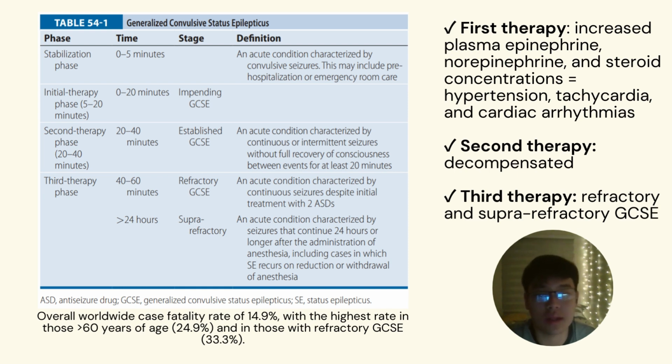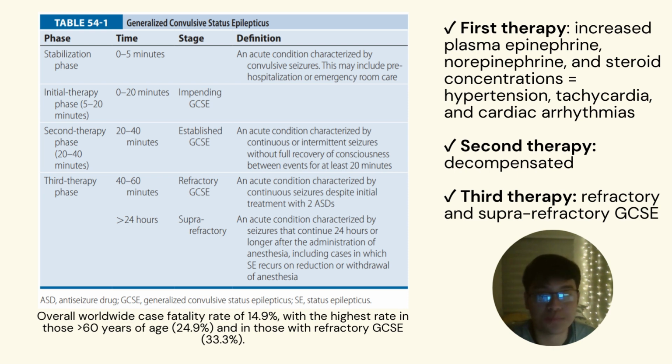During the first therapy phase of GCSE, taga-seizure kay ga-produce og unmarked increase in plasma epinephrine, norepinephrine, and steroid concentrations that may cause hypertension, tachycardia, and cardiac arrhythmias. Muscle contractions and hypoxia can cause acidosis, hypotension, shock, rhabdomyolysis or the breakdown of muscle tissue, and secondary hyperkalemia. And acute tubular necrosis may ensue, which is the condition that causes the lack of oxygen and blood flow to the kidneys.